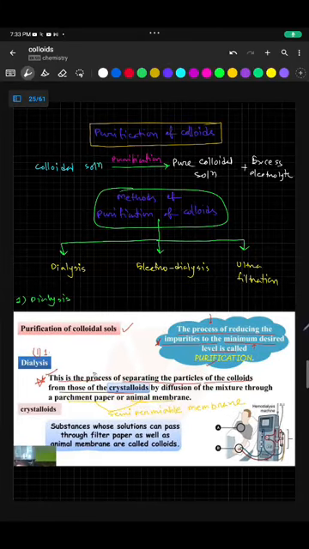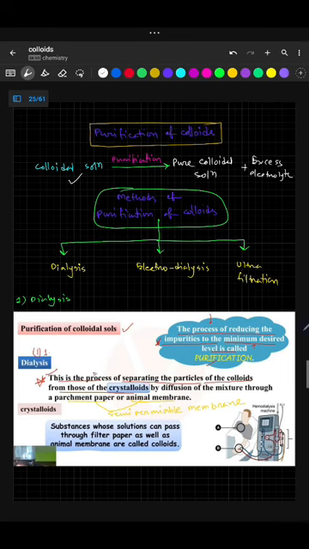Hello guys, back to another lecture, and in today's lecture we will be talking about the purification of colloids. In our previous lecture we talked about the preparation of colloids and the different artificial methods that we can use to prepare colloids.